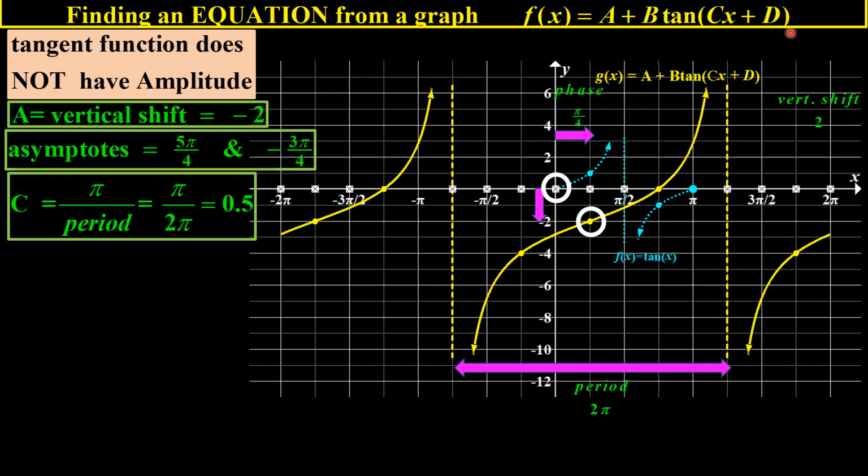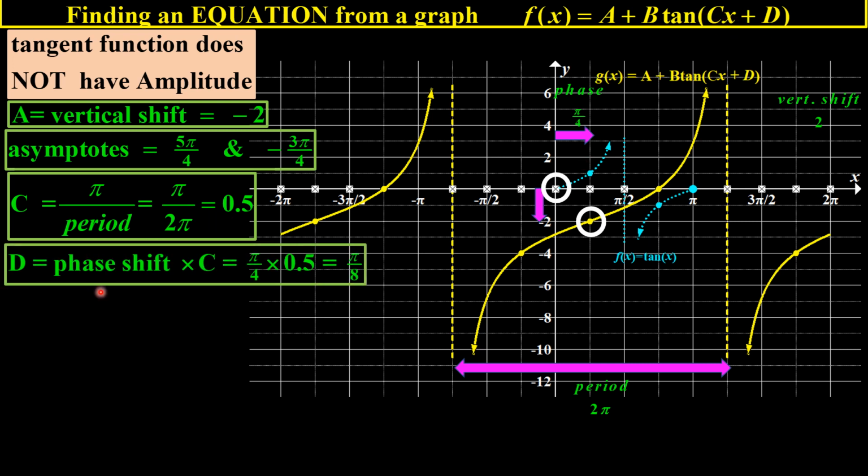Now you know to get the phase is D over C. So to get D, it's the phase times C. So to work out the D, it's the phase times C. Phase is, we can read off the phase, pi over 4. The C value we worked out, which is 0.5. And pi over 4 times 0.5 is pi over 8.